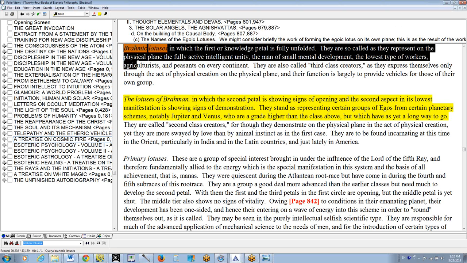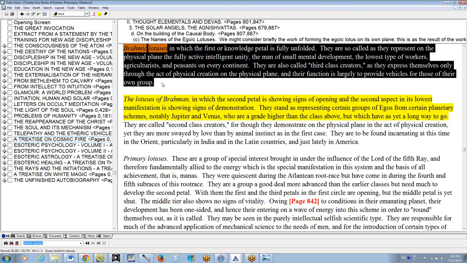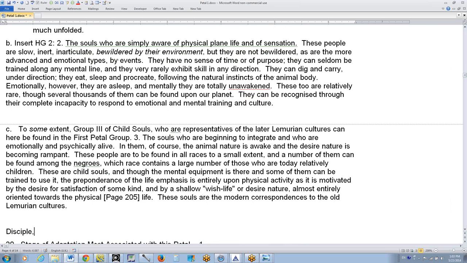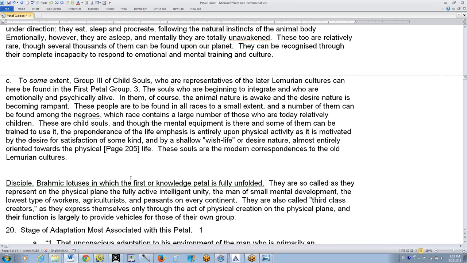They are so called because they represent on the physical plane the fully active, intelligent unity, the man of small mental development, the lowest type of workers, agriculturalists, peasants on every continent. They are called third-class creators, as they express themselves only through the act of physical creation on the physical plane, and their function is largely to provide vehicles for those in their own group. So, let's see, we have to include them, and we'll make it a D. Okay.